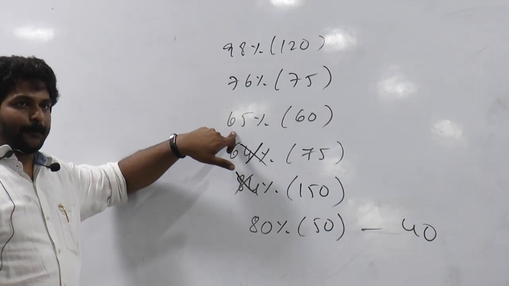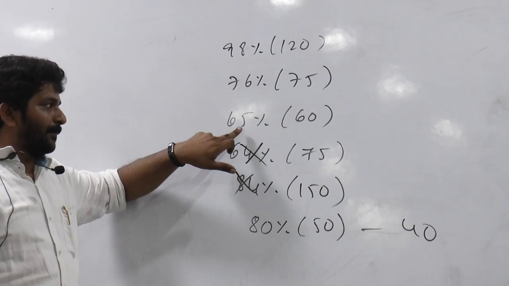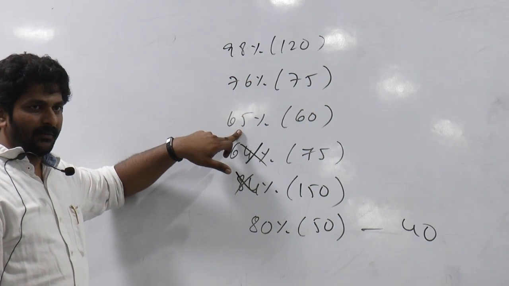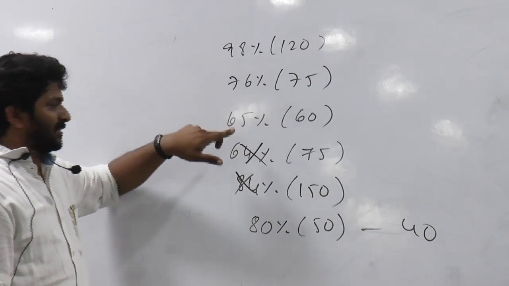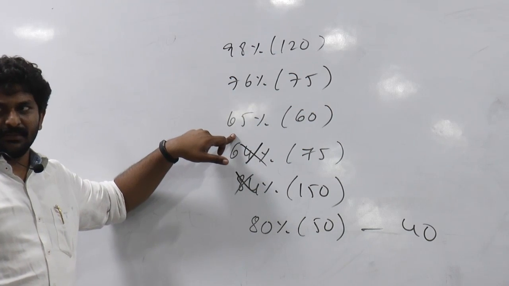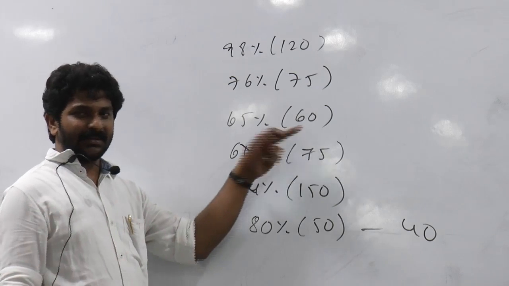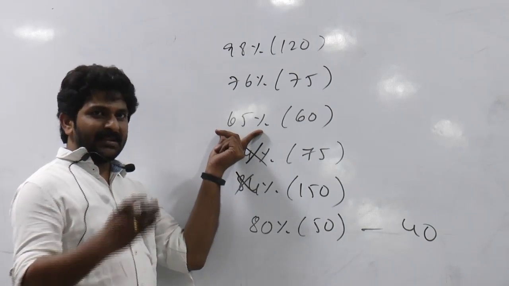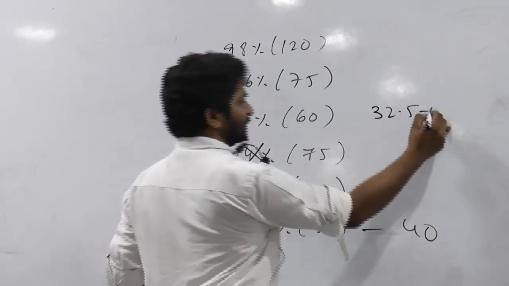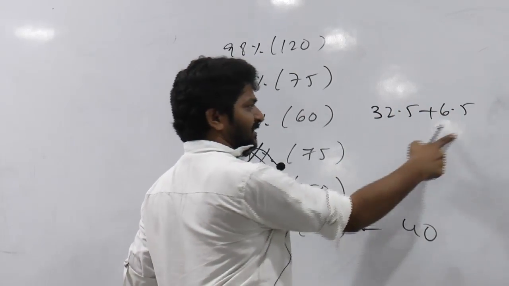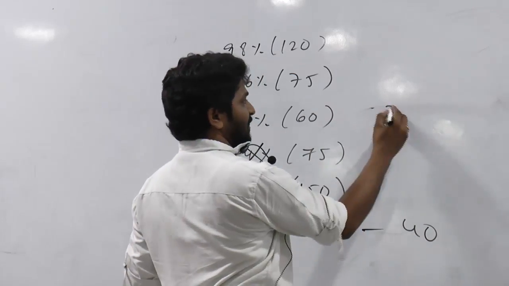60% of this number. 50% plus 10%. 50% is 32 and a half. 65% of 60 or 60% of 65, one and the same. I want to calculate 60%. 50% plus 10%. 50% in the sense half of this. 32 and a half plus 10% of this, 6 and a half. How much is this? 39. So this cannot be your answer. This is 39.